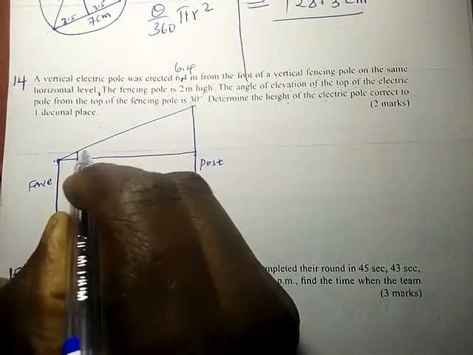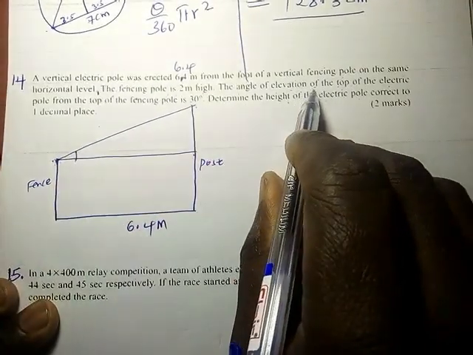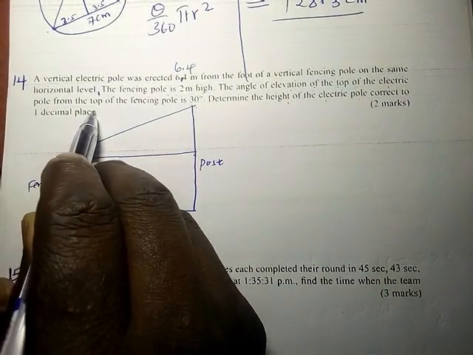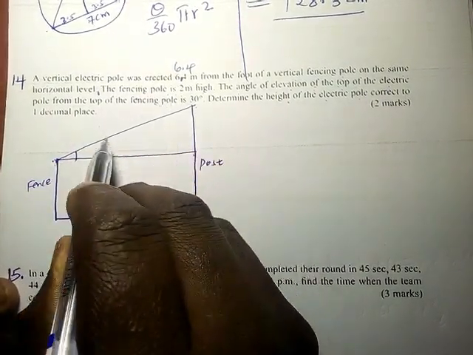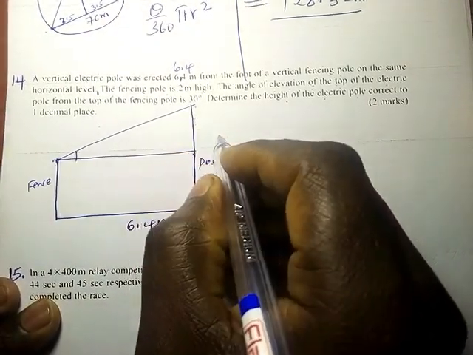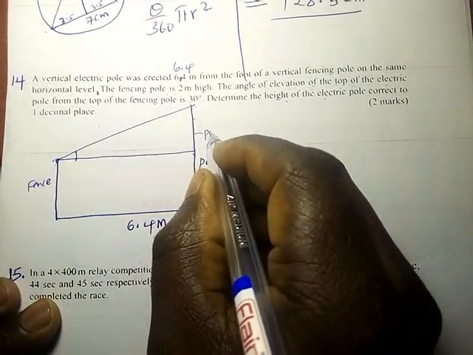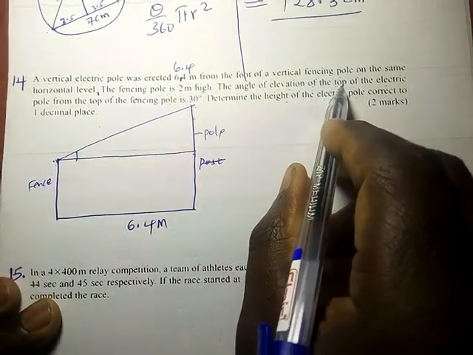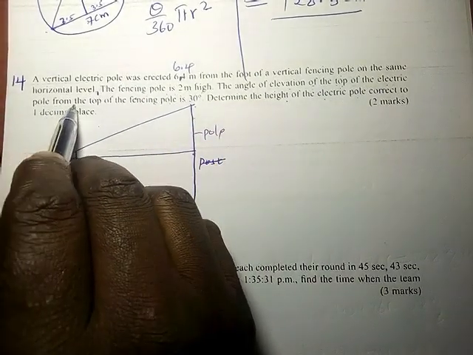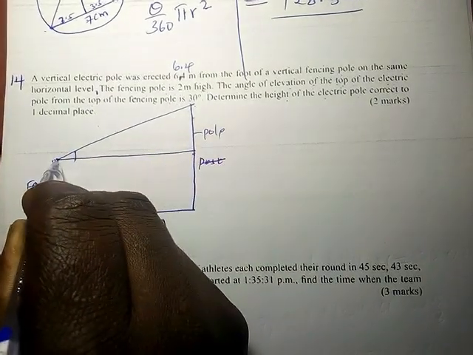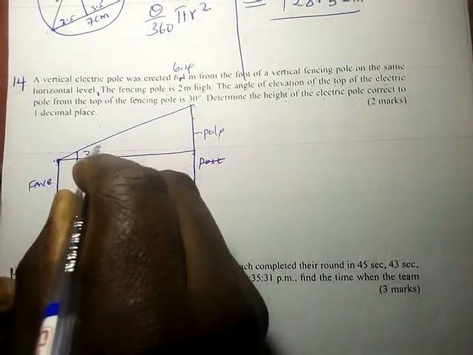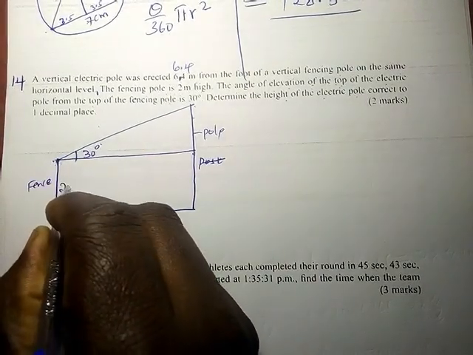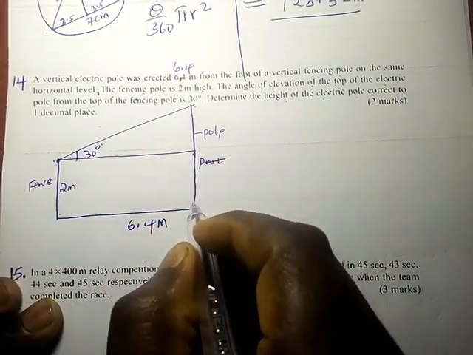We are told the angle of elevation of the top of the electric pole, this is the electric pole, from the top of the fencing pole, this is the fence, is 30 degrees. But we know the fence is 2 meters high. So from here also is 2 meters.